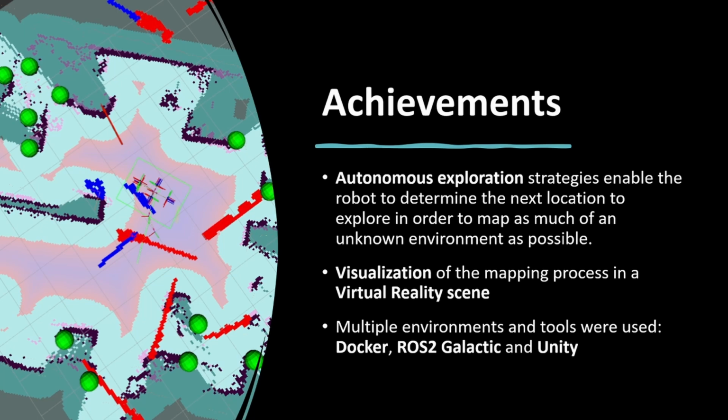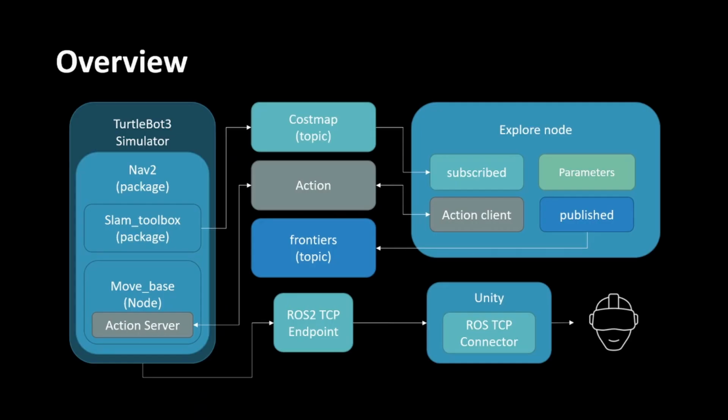Then, furthermore, we wanted to visualize the generated map in a virtual reality scene. For this project, we used multiple environments, including Docker, ROS2 Galactic, and the Unity game engine. An overview of the project is shown here. We had two situations: one with the real robot and one in the simulation environment. Here you can see, for example, we used the TurtleBot 3 simulator, shown on the left side.